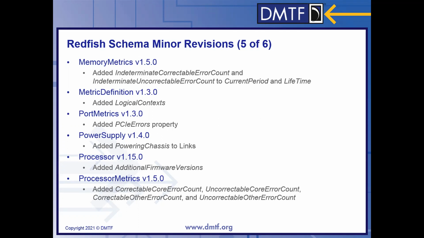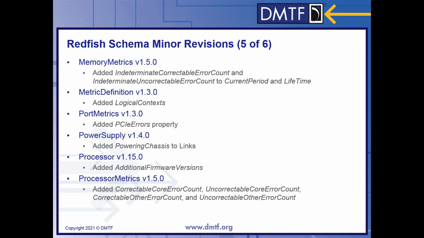Port metrics was updated to include PCIe error capabilities. Power supply was also updated to show which chassis resources are being powered by that power supply. And that's useful when you have large systems with nested containers, and it may not be so obvious as to say, well, I found this power supply in this one chassis. Is that actually powering that chassis? Yes or no? So if you have kind of that large layer cake of systems, this lets you more directly associate who is powering what.